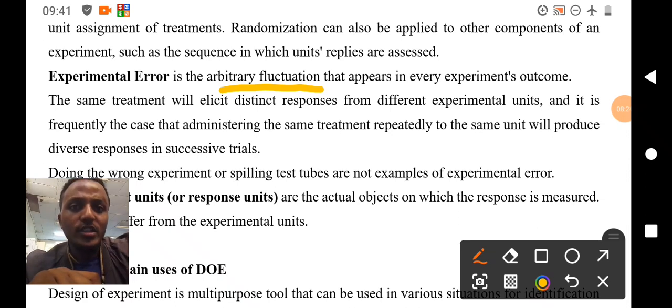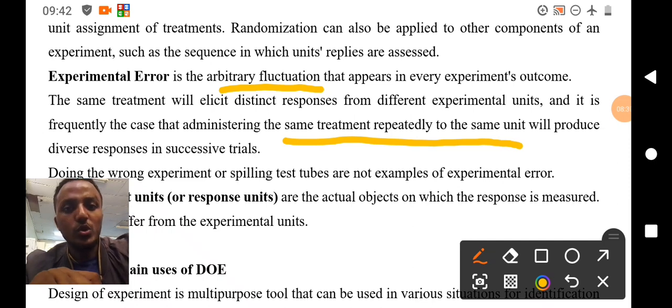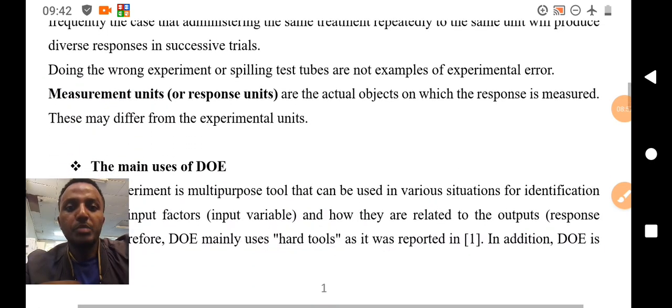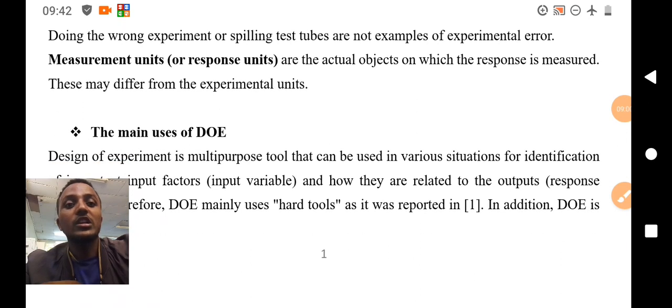So the same treatment will elicit distinct responses from different experimental units. It is frequently the case that administering the same treatment repeatedly to the same unit will produce diverse responses. So responses may be diverse related to successive trials. This basically emphasizes experimental error. So while the experimenter is conducting an experiment, there may be happenings that cause experimental error. These are also basic concepts that an experimenter or researcher has to understand before conducting an experiment, right?